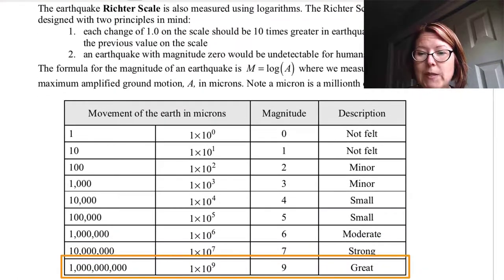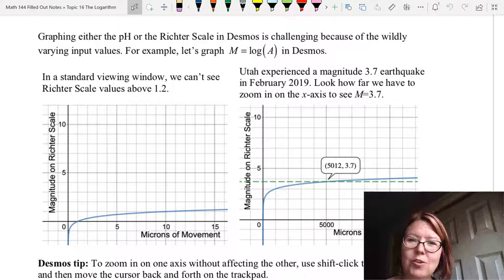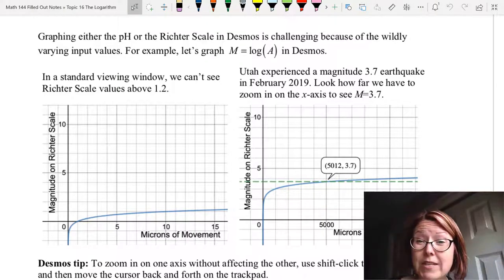And finally, a great earthquake is 1 billion microns of movement, 1 times 10 to the 9th, and that's a magnitude 9. Not sure why I skipped 8 there, but we'll go on. Graphing either the pH scale or the Richter scale in Desmos is very challenging because of the wildly varying input values. Let's just graph the earthquake function and see how well we do.